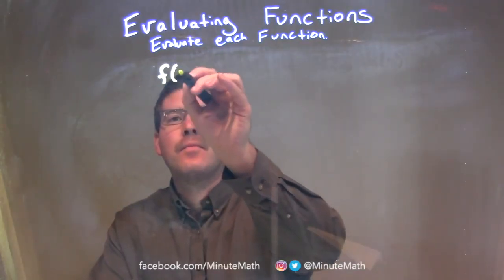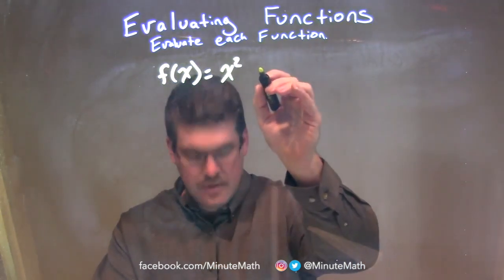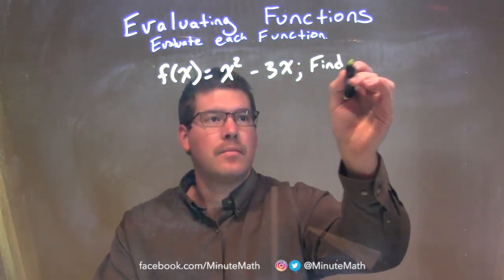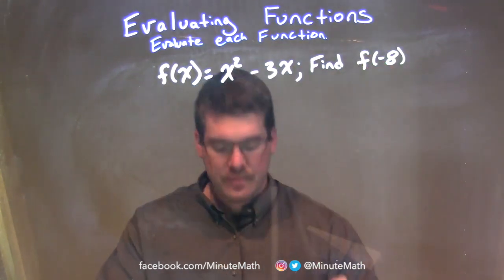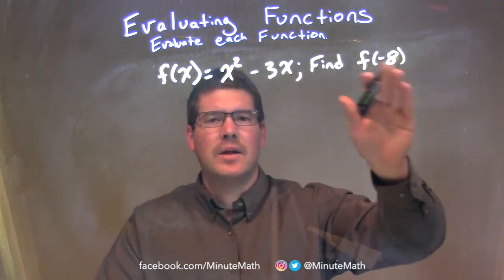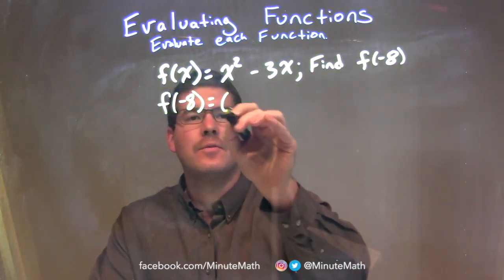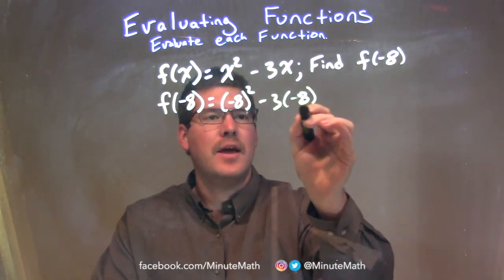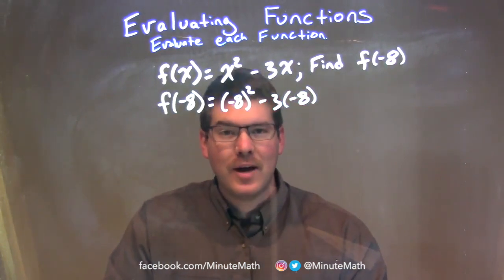f of x is equal to x squared minus 3x, and we need to find f of negative 8. Every single time I see an x, I'm going to plug in a negative 8. So f of negative 8 is equal to negative 8 squared minus 3 times negative 8. We have two x's that we need to plug in negative 8 for. Now it's time to simplify.